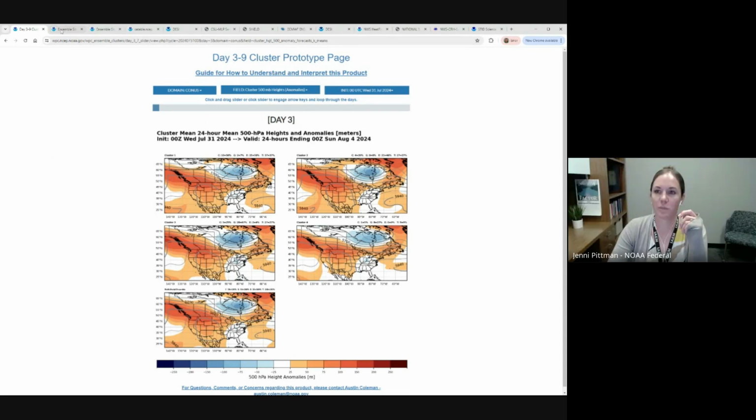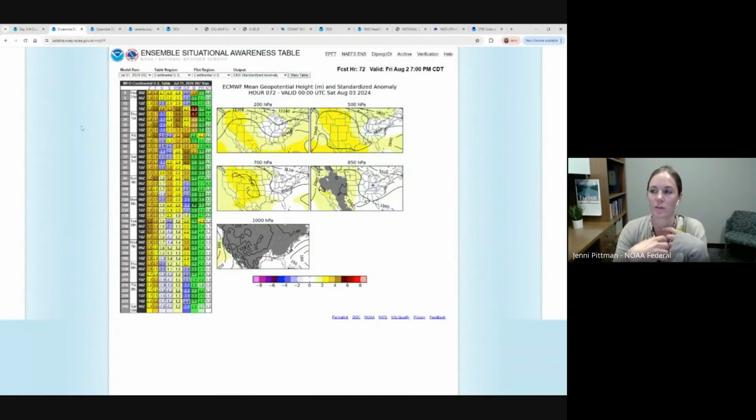Sure. Awesome. Okay, so let's look at some other tools that we have. We're going to start off with the ECMWF, and we're going to look at some standardized anomalies. So here we're looking at the mean geopotential height from the EC ensemble, and then standardized anomalies. And you can see the table here for the entire CONUS. So you can look at where some things are starting to stand out.